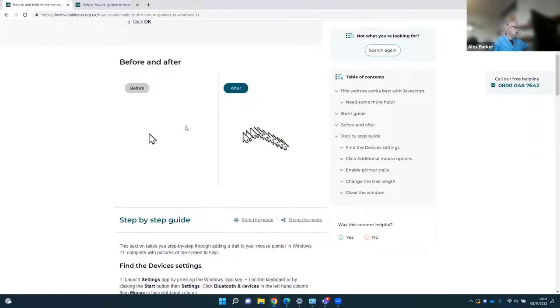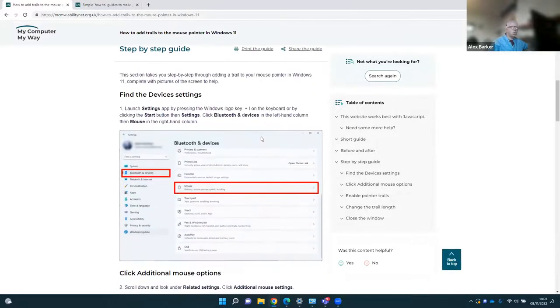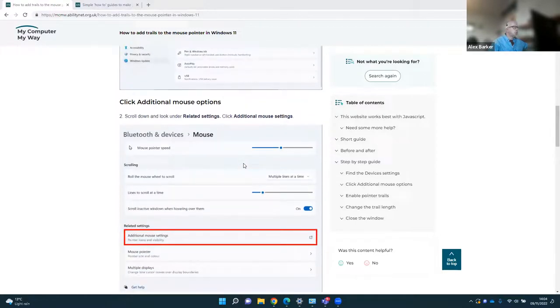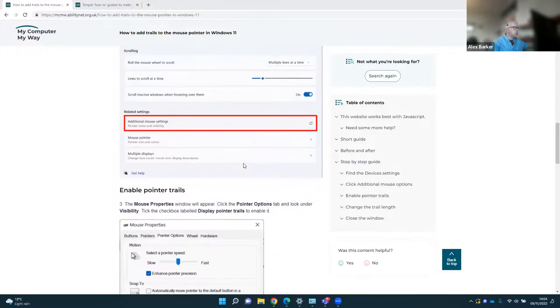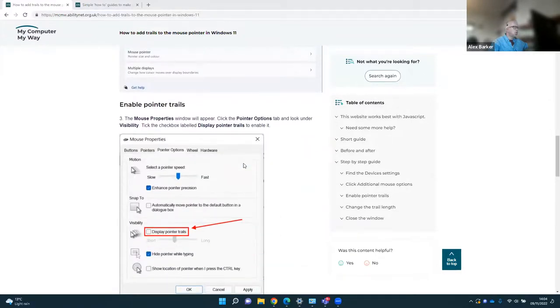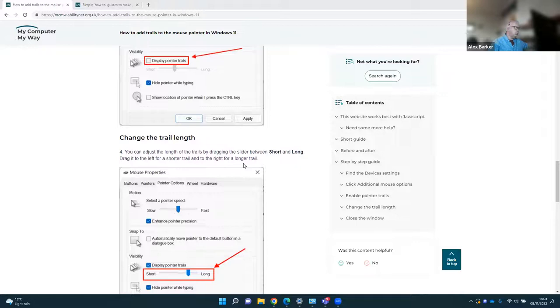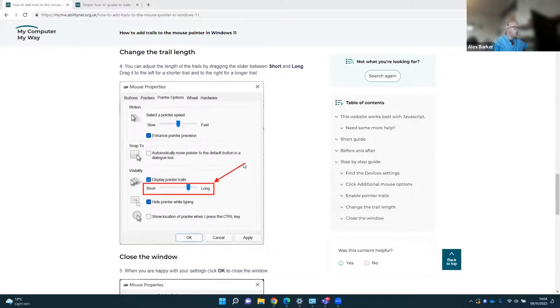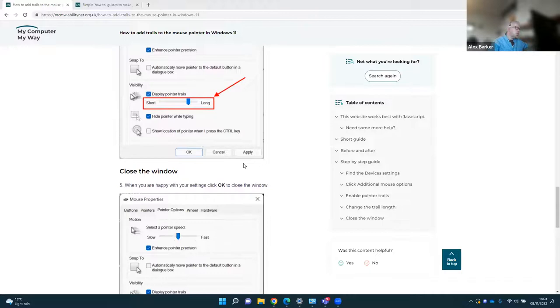It shows you how it looks before, and it moves on to how it looks after. If you're not very computer literate, don't worry about it, because there is a step-by-step guide. It talks about going into device settings, clicking additional mouse options, and enabling pointer trails. You can also change the trail length of your mouse, and then you can close the window.